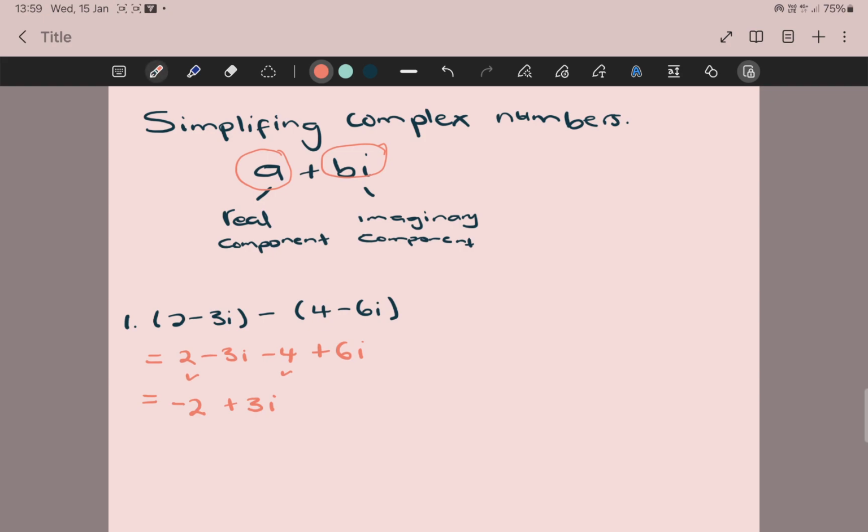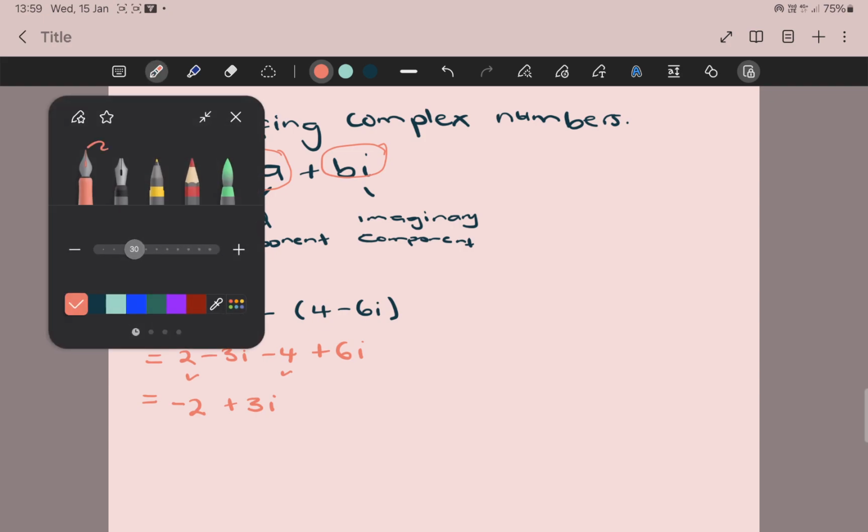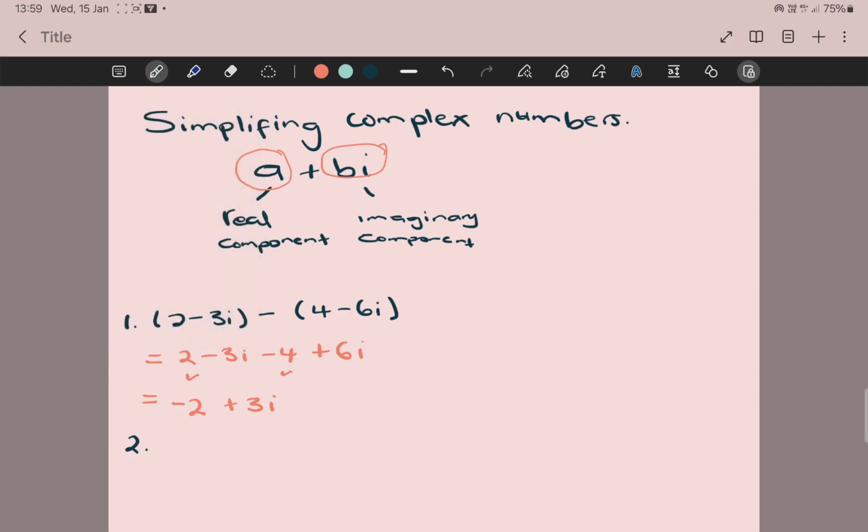Maybe let's take a second example. Number 2. Let's take an easy one. If I have 3i plus 2i, let's say plus 6, then how will I add? I will simply add the like terms. So 3i and 2i are like terms. They will give me 5i, then plus 6. That's how you add and subtract like terms.